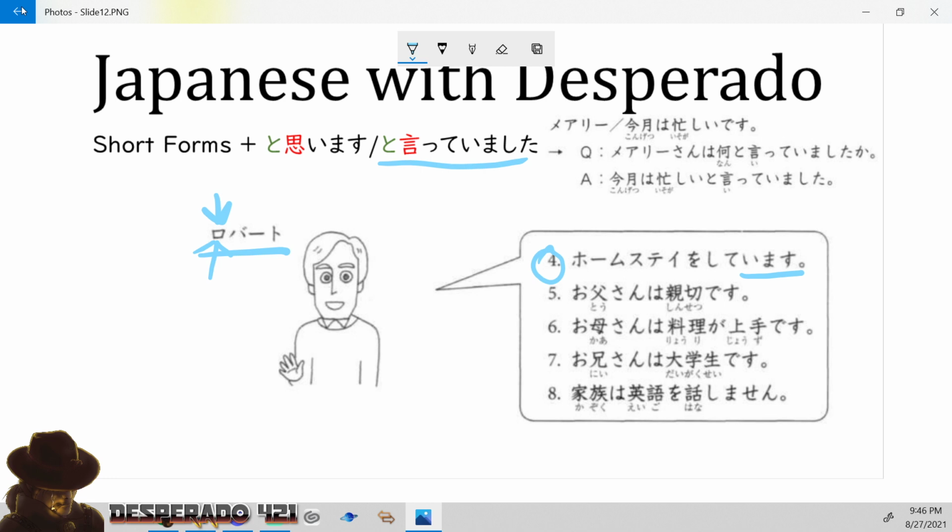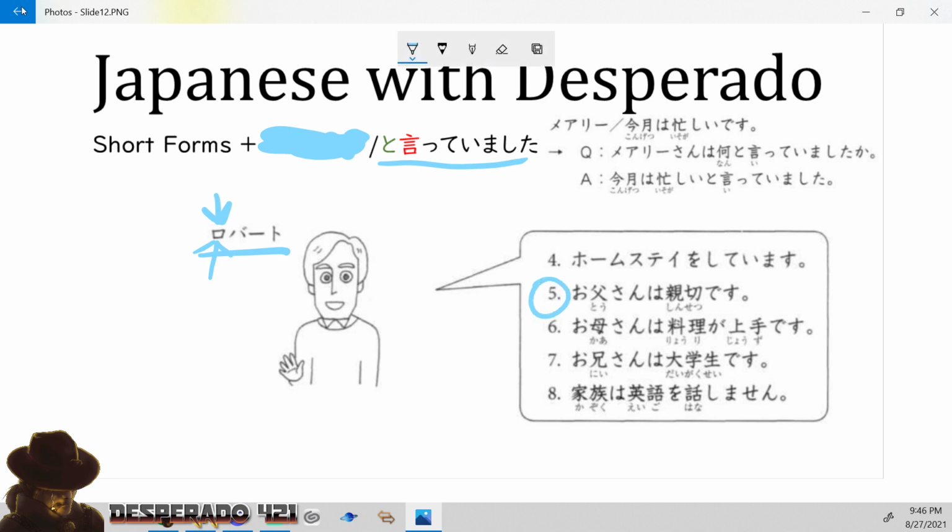So Robato-san wa homestay o shite iru to omoimashita. Nope, wrong one. The other one. Iimashita. Yeah. You want me to do that again? Yes, one more time, please. So Robato-san wa homestay o shite iru to iimashita. Very good. Fantastic. It's natural to say that one for something.